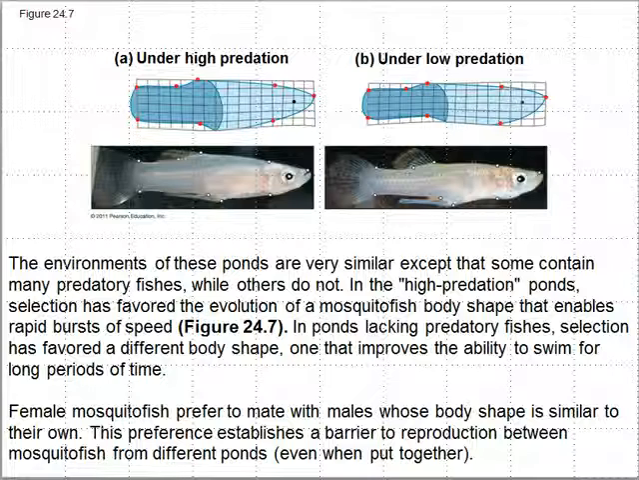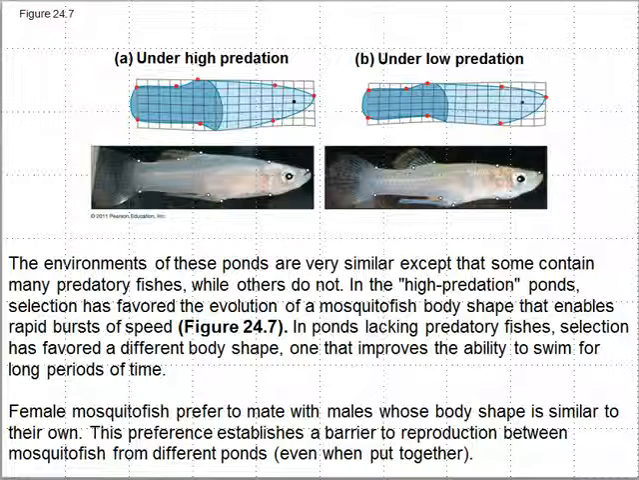Some of the ponds have larger predatory fish that eat these little mosquito fish, and some are missing those predators. In the high predation ponds, selection has favored a body shape that enables the fish to move very quickly and escape predators. In the ponds without those predators, natural selection has favored a slightly different body shape, one that is better for swimming for long periods of time, but not for great bursts of speed.